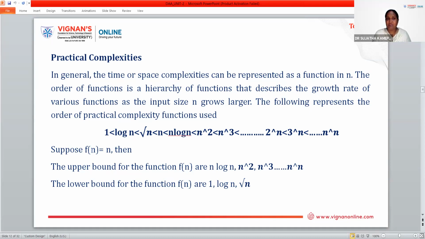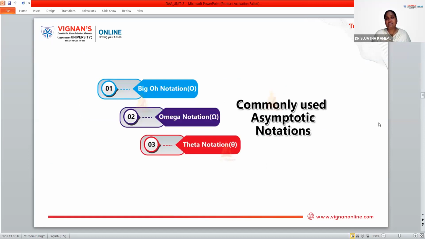Suppose, for example, we are given a function f of n is equal to n. Now, what becomes the upper boundary for this time complexity? For n, the upper boundary classes are n log n, n square, n cube, and so on, up to n power n. What are the lower boundary representations for this n? 1, log n, root n. These are the lower boundary representations. Now, for the representation of these upper bounds and the lower bounds of time complexities, we can use these asymptotic notations.